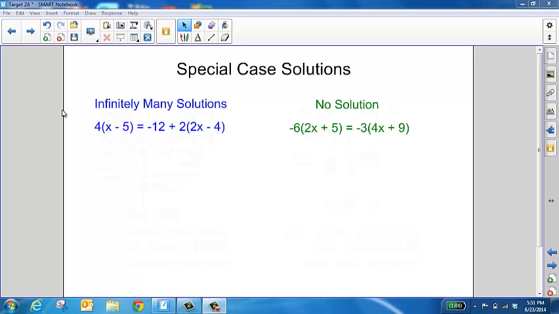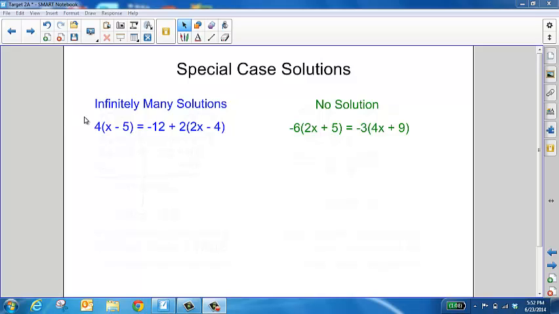Let's recall that there are two different types of equations that will give you a special case solution. We've already reviewed how to solve equations using multi-steps, variables on both sides, where you actually do end up getting a numeric value for your variable. But in this case, something a little bit different is going to happen. So let's take a look.